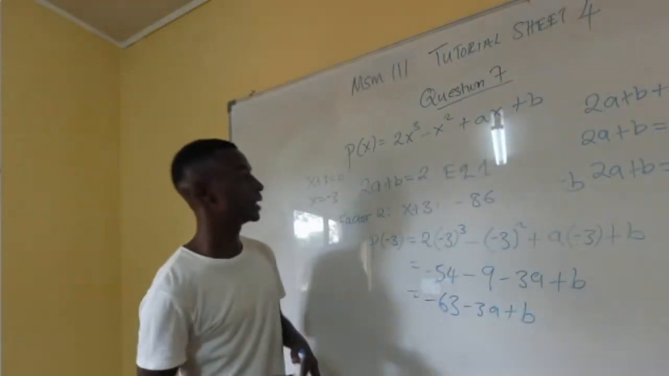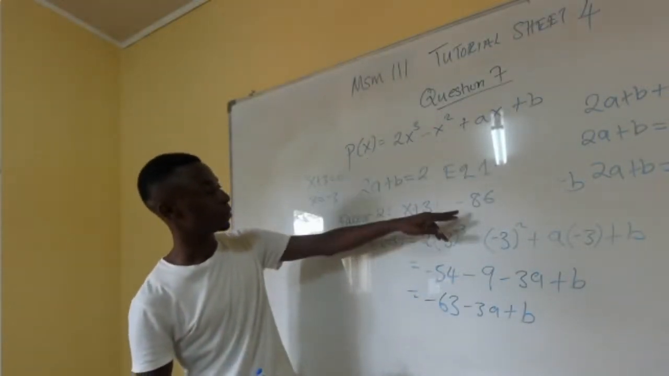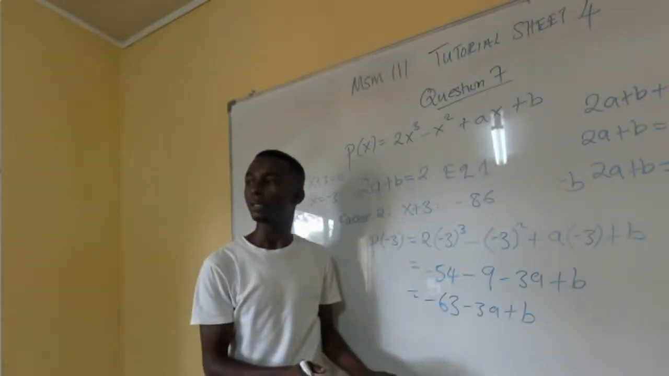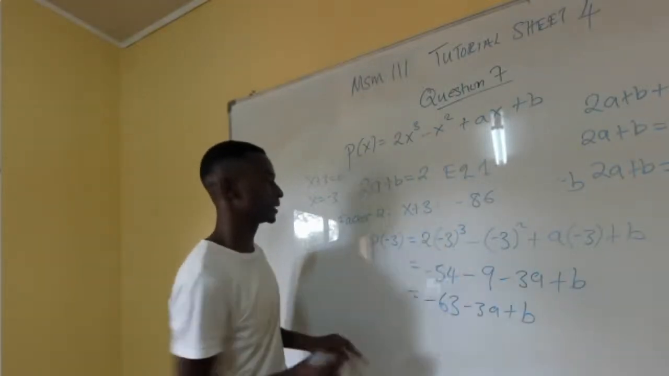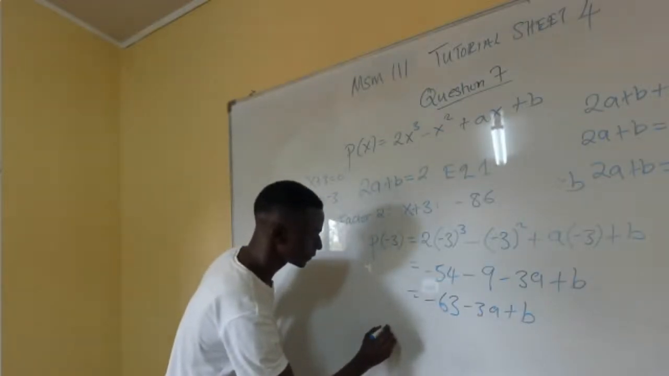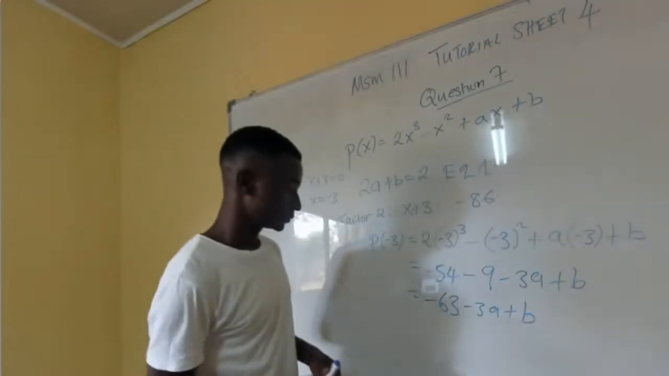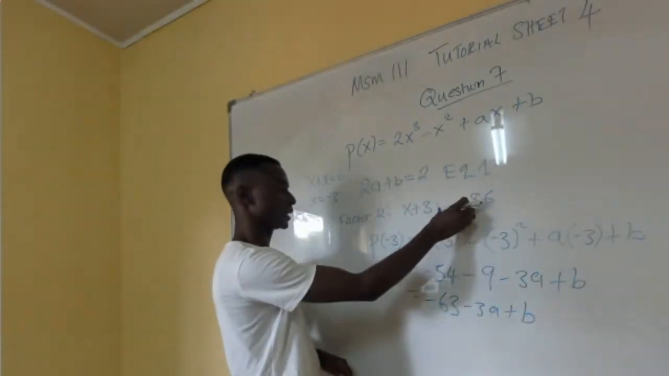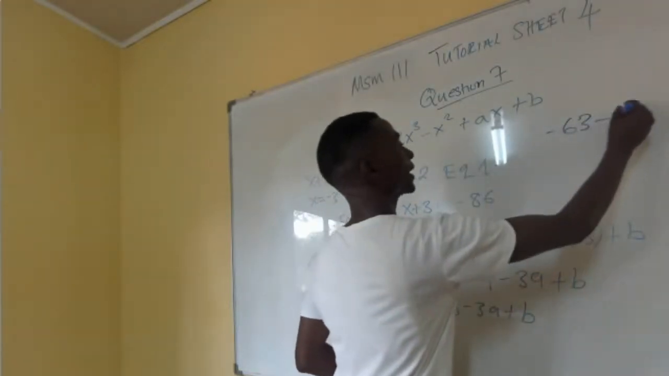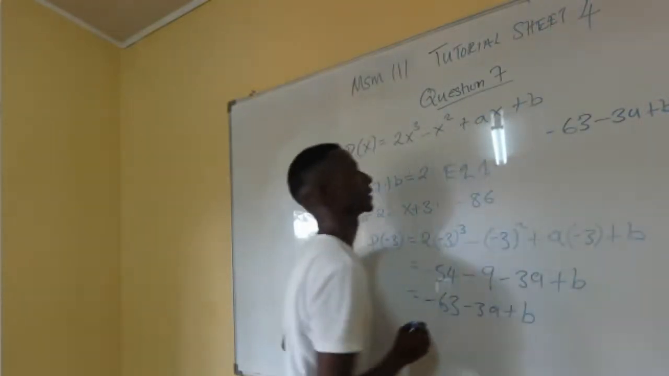So now let's proceed. The question is saying, after dividing this one by that, we are having a remainder of negative 86. The question, you equate this one to negative what? Negative 86. So let's equate this function to negative 86. We are having negative 63 minus 3a plus b equal to negative 86.